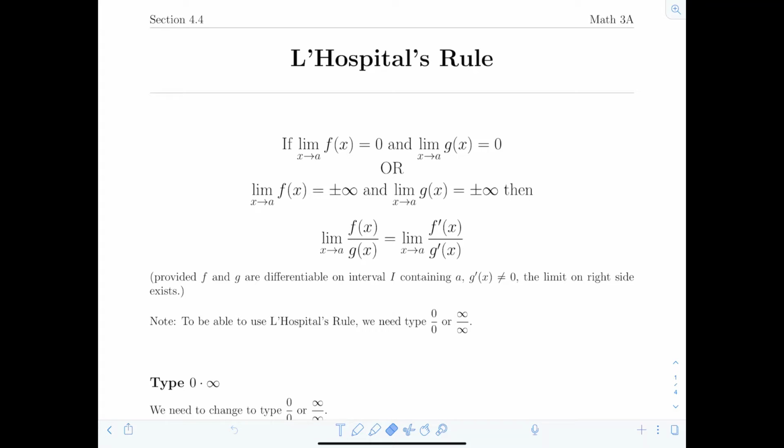Welcome to section 4.4 on L'Hopital's rule. So first we'll go over the statement for L'Hopital's rule and then look at several examples of how to apply it in order to find limits.